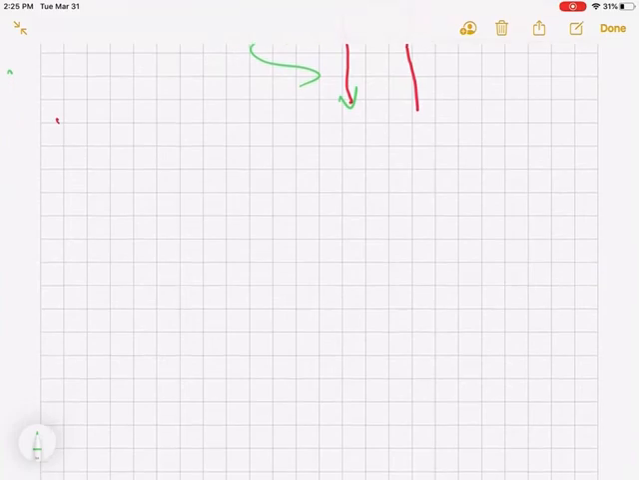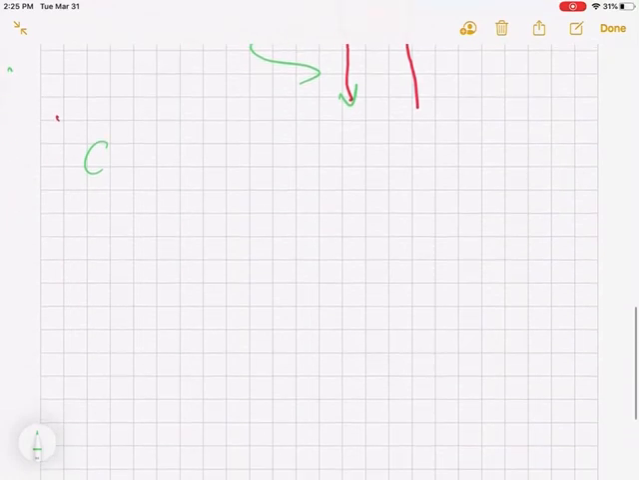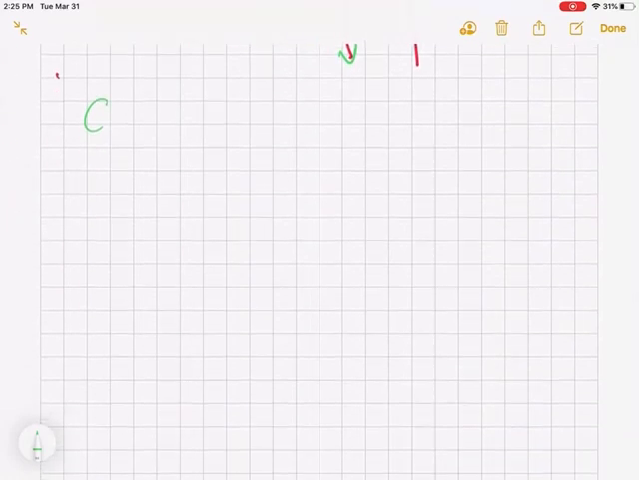Now the next example is the circle equation. Oh, what am I doing? I'm sorry, guys. I guess I'm just hitting something accidentally.